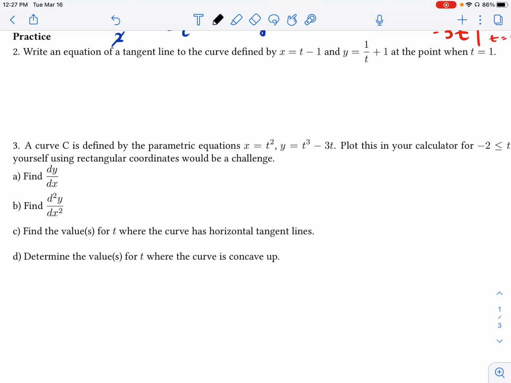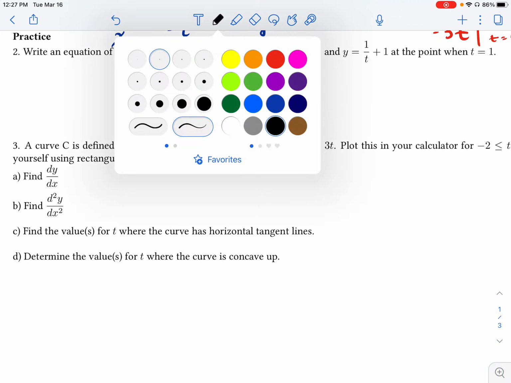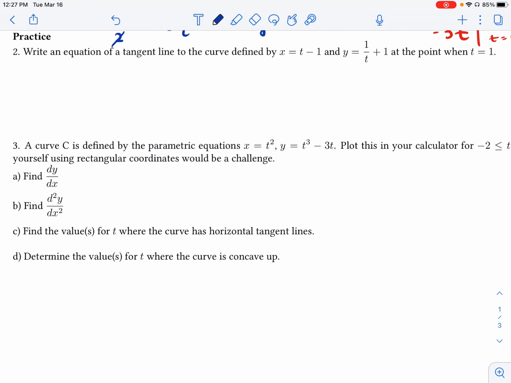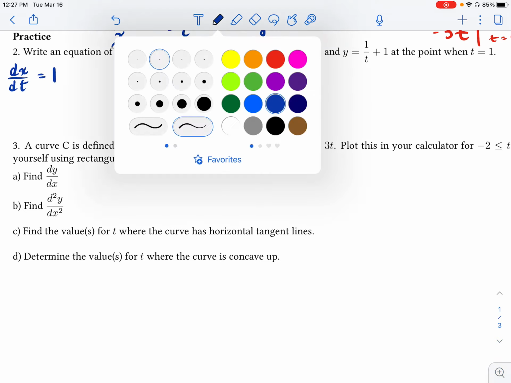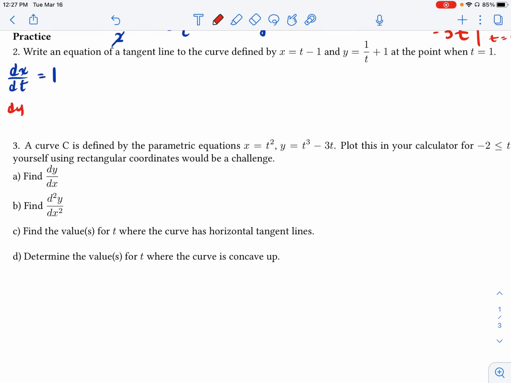All right, so let's find, starting with dx dt. So we know what x is, so dx dt is simply going to be equal to 1. Now dy dt is going to be, let's see, the derivative of 1 over t is going to be negative 1 over t squared, okay?